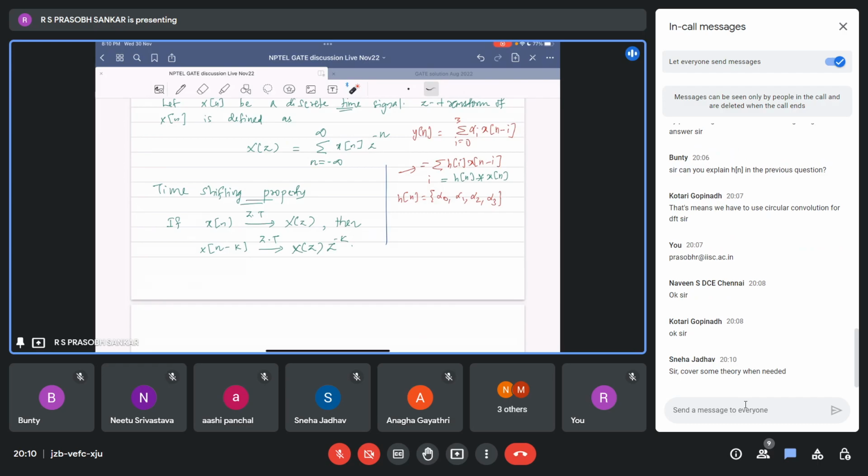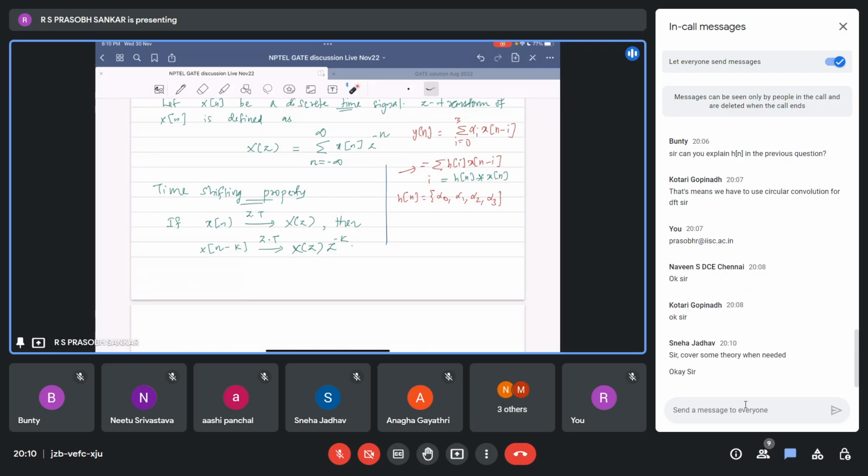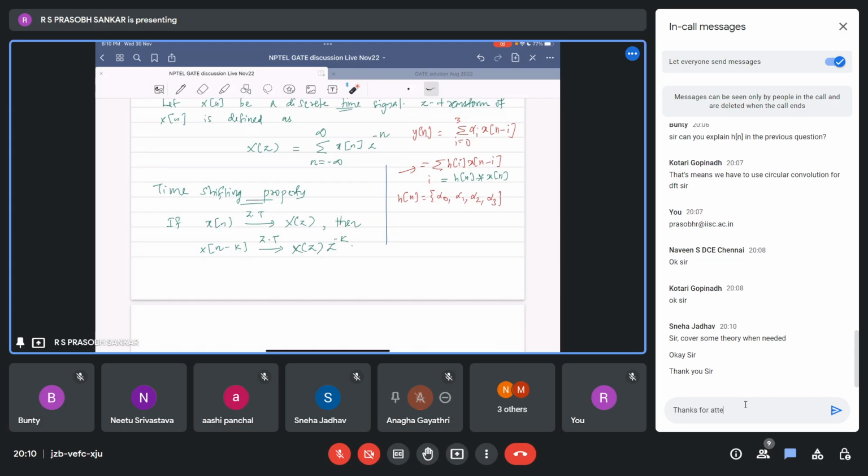Some theory when needed, definitely. This topic we already discussed last week, so that's why I went a bit fast. But whenever I'm introducing anything new, I'll definitely spend more time. Even if I'm not explaining, if it is not clear, please ask me at that time and I will explain it. The point is to understand, not to solve more questions. If we don't understand the theory, then solving more questions won't help. If there is any doubt or confusion at any time, please interrupt the class. Okay then, next week we'll discuss Z transforms.